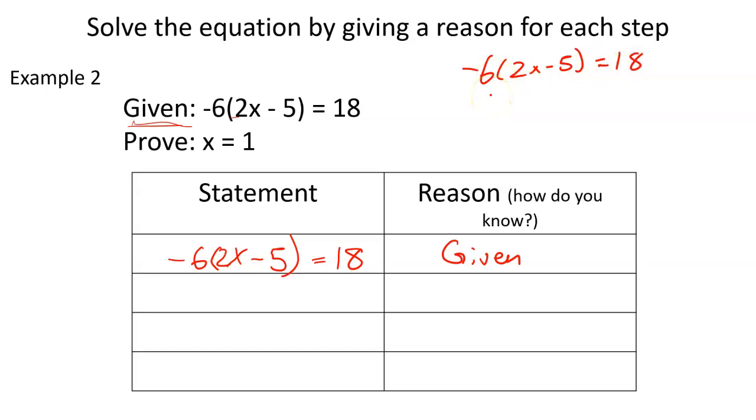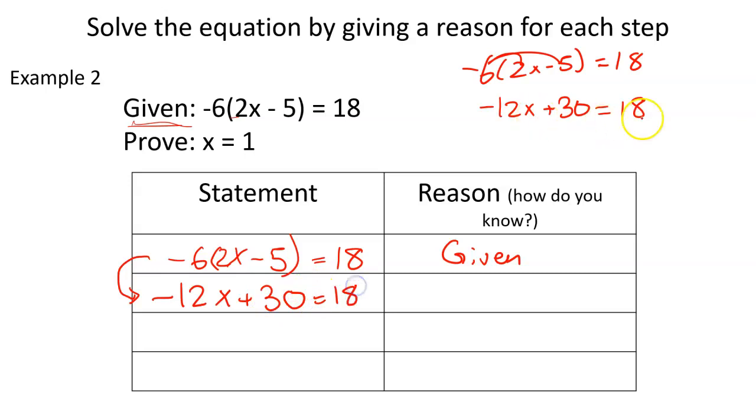Okay. So generally speaking, I've got a 6 out in front of the numbers here. You distribute those to get negative 12x plus 30 is equal to 18. So from here to here, I know I can do this because I distributed. Because of the distributive property, so I'm just going to write distributive property.